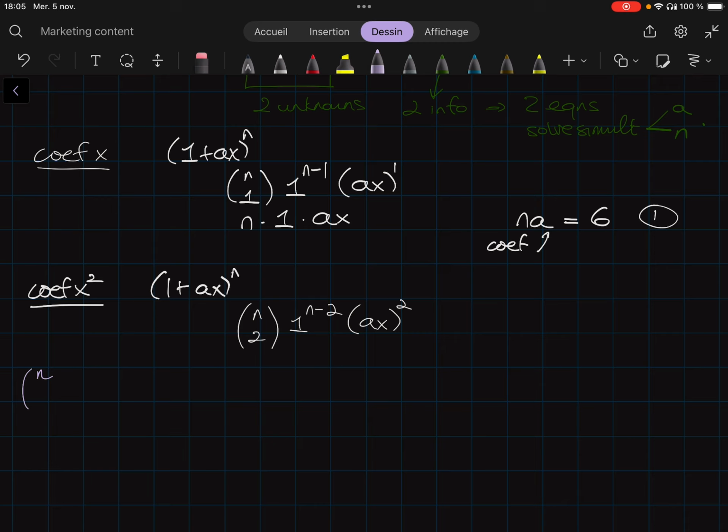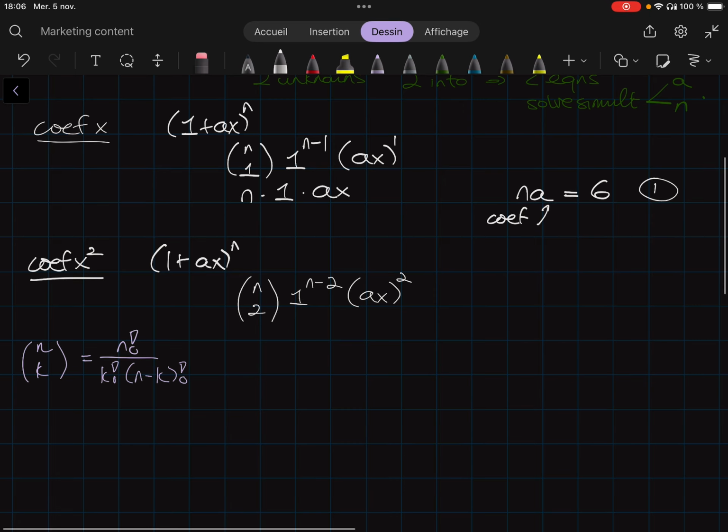combination. So n chooses k is equal to n factorial divided by k factorial times n minus k factorial. In this case, k is equal to 2. Therefore, n chooses 2 is equal to n factorial divided by 2 factorial times n minus 2 factorial. 1 to the power of n minus 2 has to be equal to 1. Ax squared is going to give you a squared x squared.